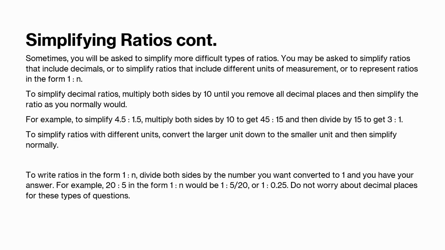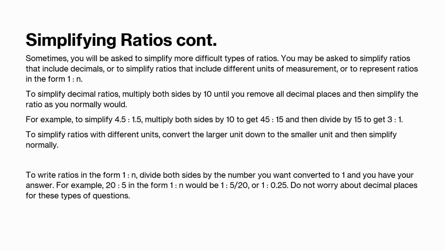Sometimes you'll be asked to simplify more difficult types of ratios. You may be asked to simplify ratios that include decimals, or to simplify ratios that include different units of measurements such as meters to centimeters or kilograms to grams, or to represent ratios in the following form, 1 of something to each n of something else.